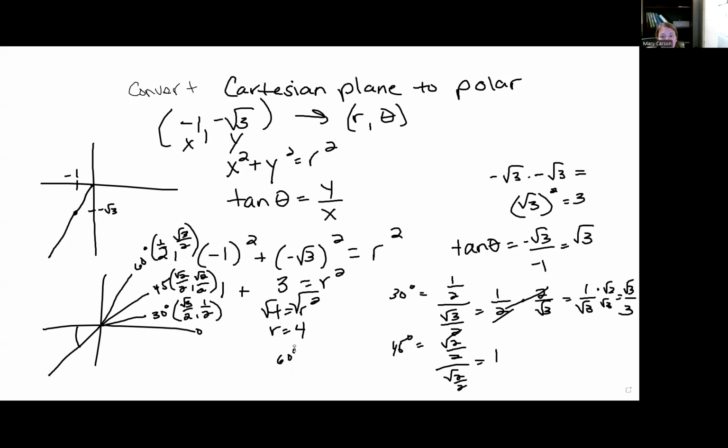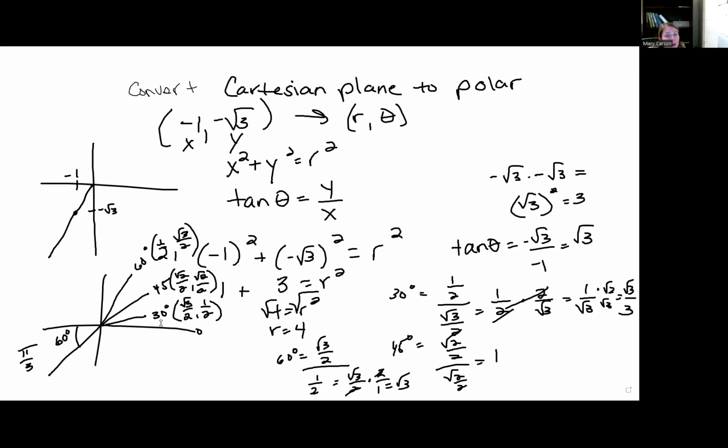And then I'm going to do 60 degrees. So 60 degrees is going to be the square root of 3 over 2 divided by 1/2. And we keep, change, flip again, change it to multiply, flip the fraction. And so we end up with square root of 3. So I know that this angle measure is going to be 60 degrees, which is the same thing as pi over 3, okay?